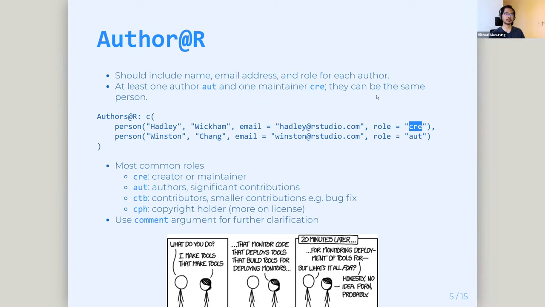So if, for example, this is me, then I will put Mikhael Manurung, my email, and for the role, it will be cre, and I would put the creator and author in the role field. And you can also put another argument for the author. So you can use a comment for further clarification. I think I saw people use this to fill their ORCID ID. So it's like an ID, but for academic researchers.